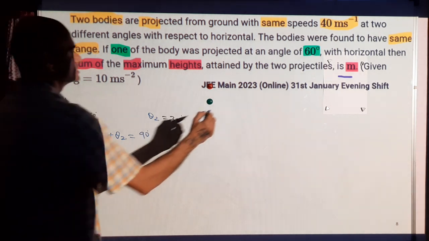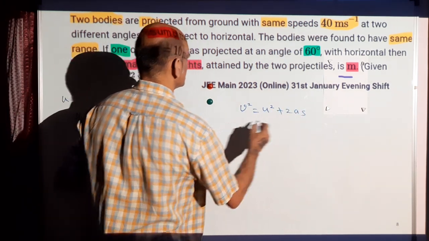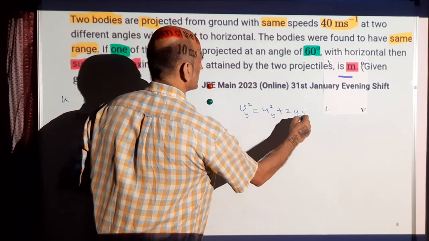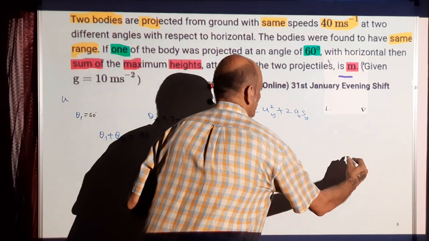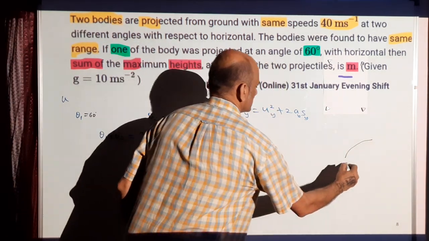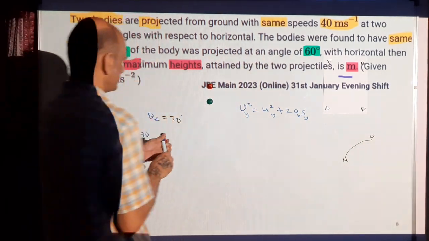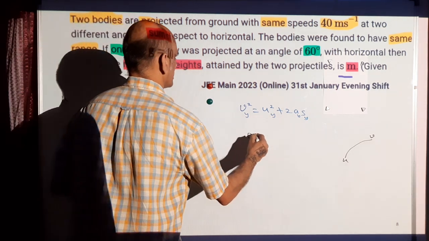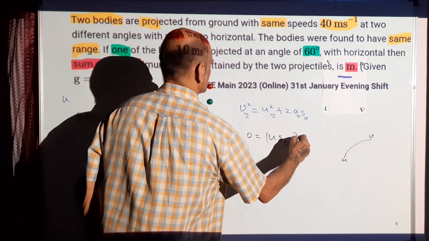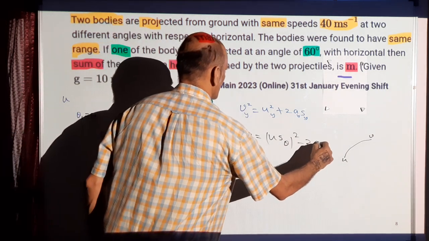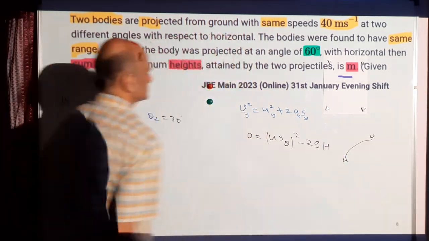To get the vertical height, we can use this equation of motion in the vertical direction: v square equal to u square plus 2as. This you can apply between the initial point and the point of the maximum height. This is u and this is v. So at the final point, the velocity is 0. At the initial point, the y component is u sine theta square, and acceleration is minus g because the upward direction is positive, and the displacement between these 2 points is the maximum height h.